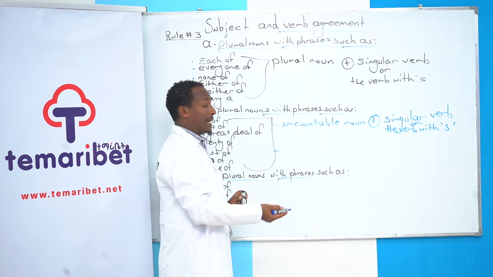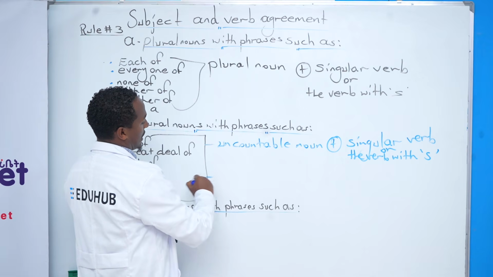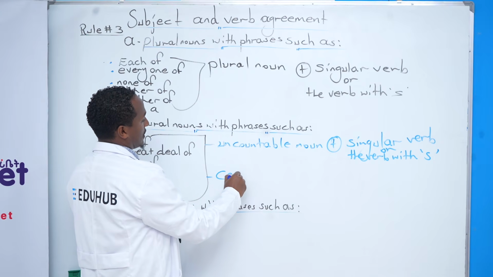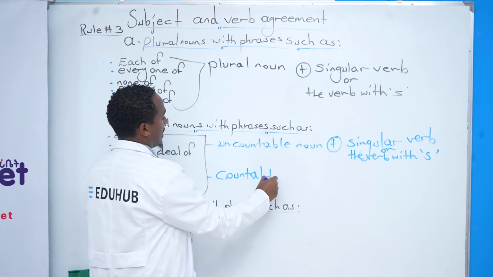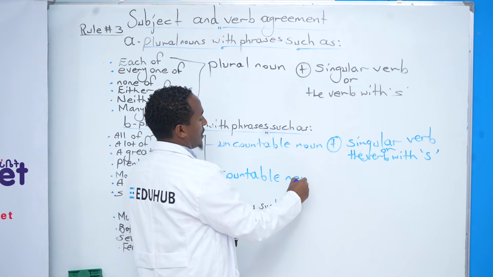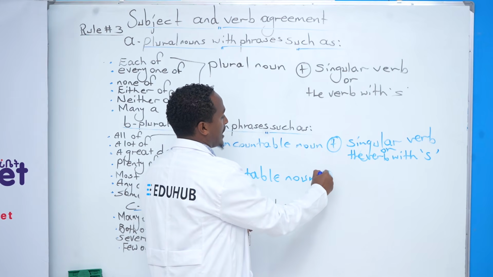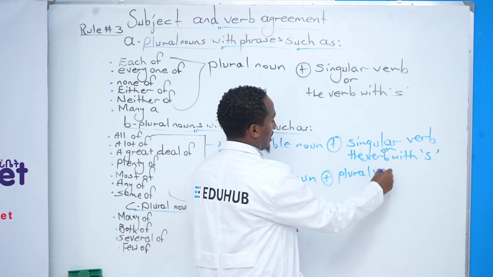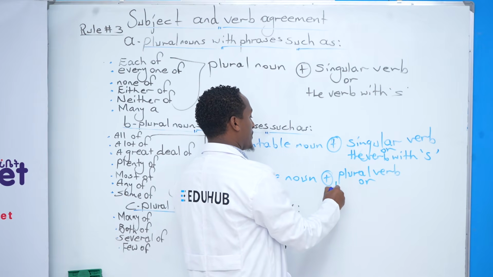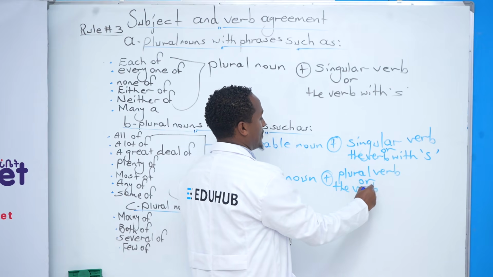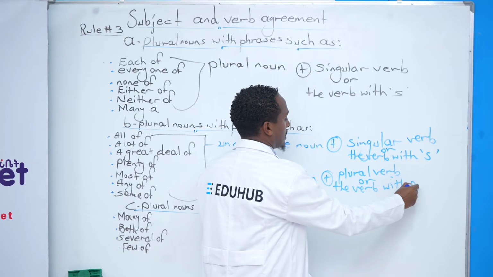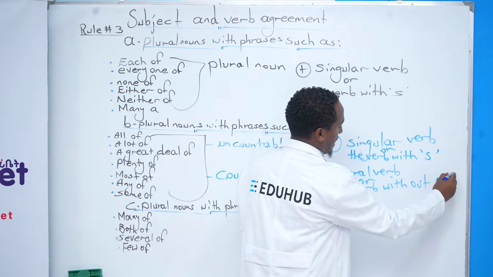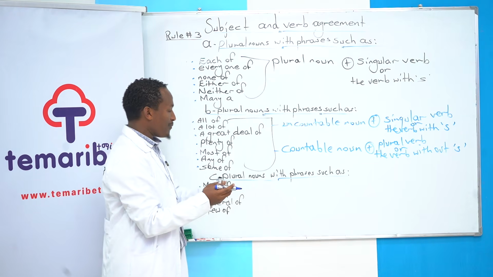If the noun is countable, the verb must be plural, with plural verb, or the verb without s. Let me give you an example.